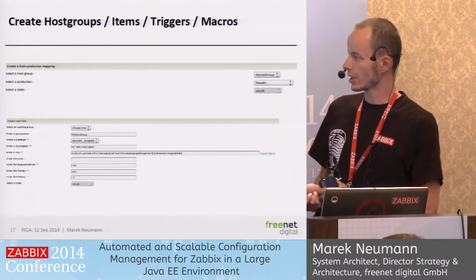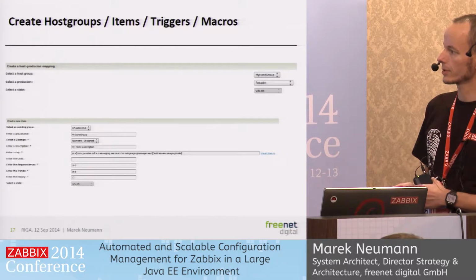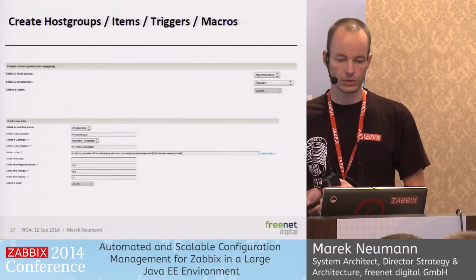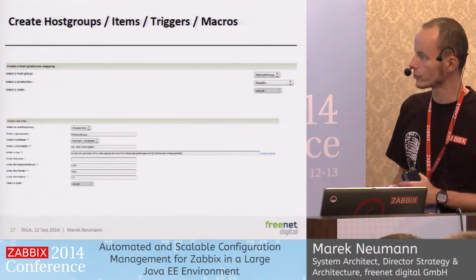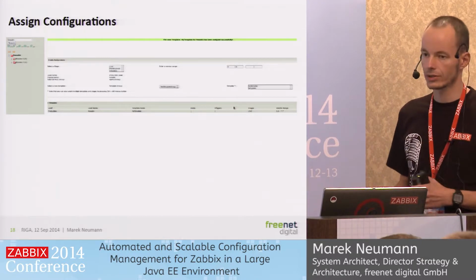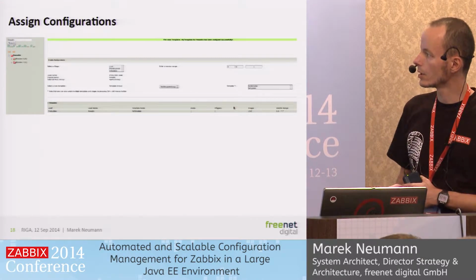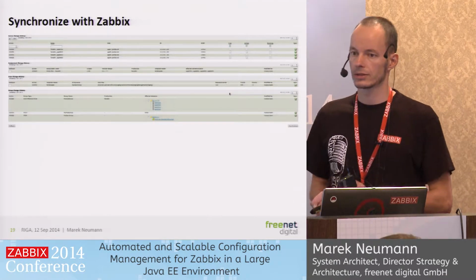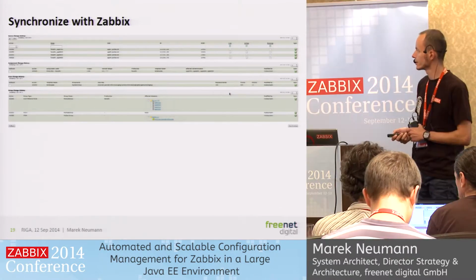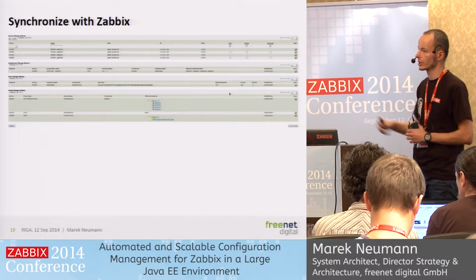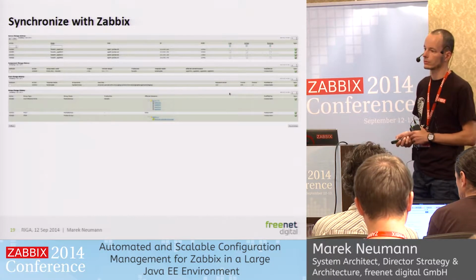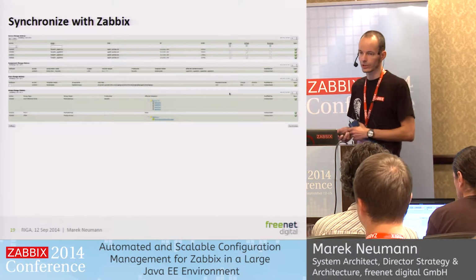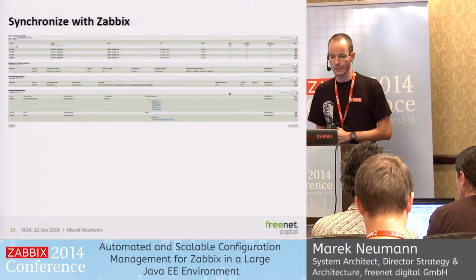This shows the process, how the configuration is done in the front end. So the user creates host groups, creates hosts, items, triggers, macros, just by using the new front end. The user is assigning configuration, is assigning templates, and at the end of the day, the synchronization button is pressed, and the whole configuration is synced to Zabbix via the Zabbix API. So this looks rather simple, but it can be quite complex depending on the whole configurations.